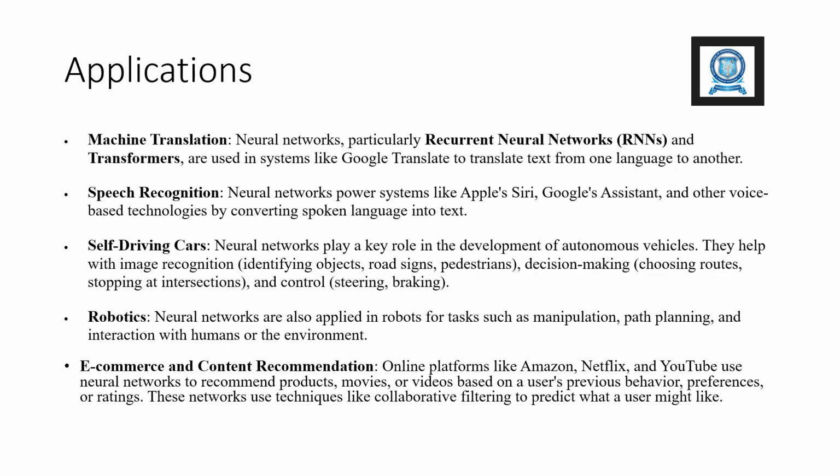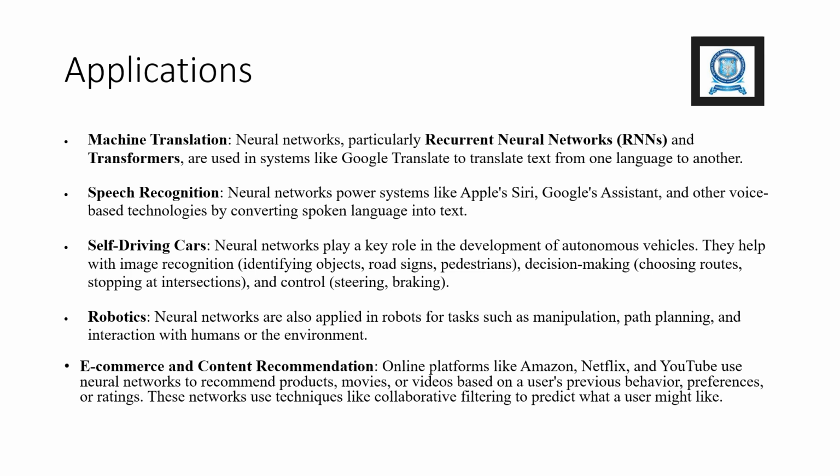Next one, machine translation. Neural networks, particularly recurrent neural networks and transformers, are used in systems like Google Translate to translate text from one language to another. Next one, speech recognition. Neural networks power systems like Apple's Siri, Google's Assistant, and other voice based technologies by converting spoken language into text. Next one, self-driving cars.